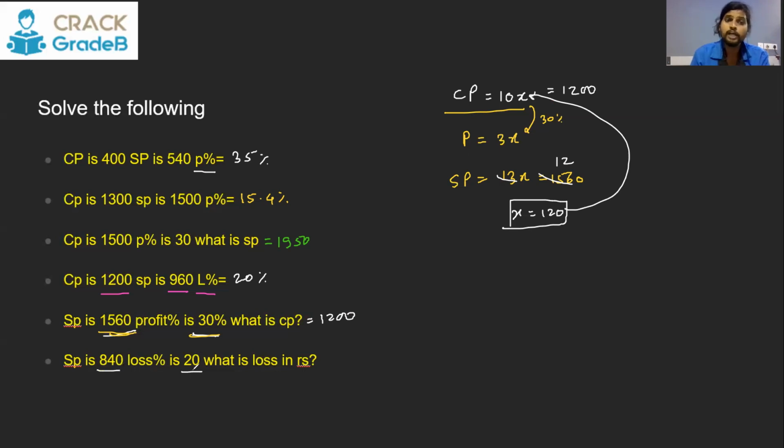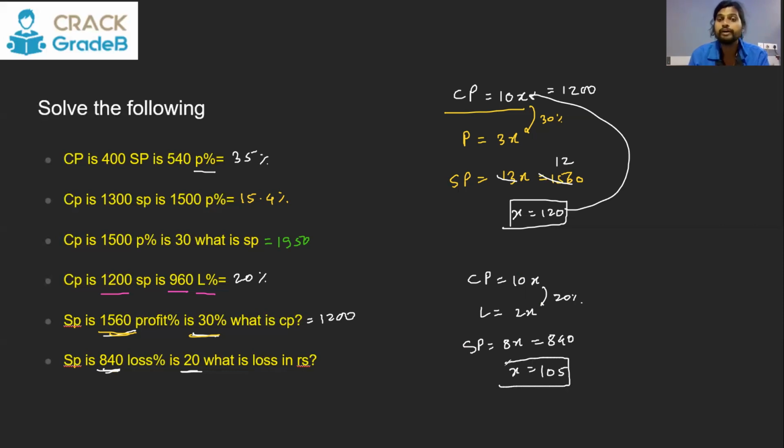Selling price is 840, loss percent is 20. Loss percent is 20 means what? If the cost price is 10x, the loss will be 20% of it. 20% of 10x is 2x. So if you are having a 2x loss, that means you are selling the article for 8x. And if the value of the selling price is given as 840, that means x is equal to 105.